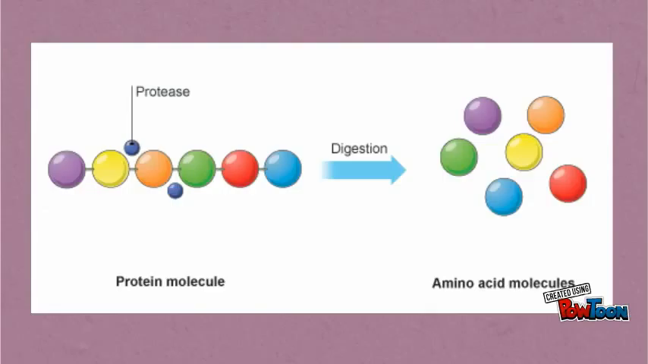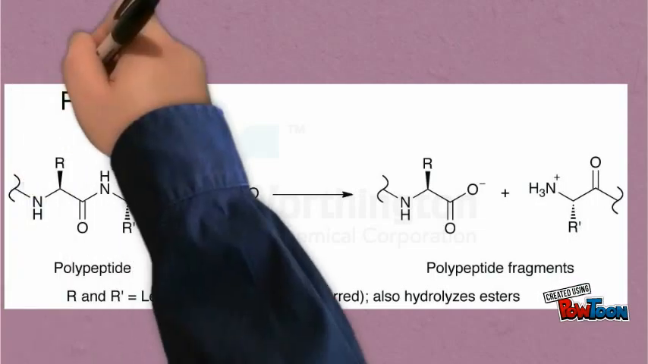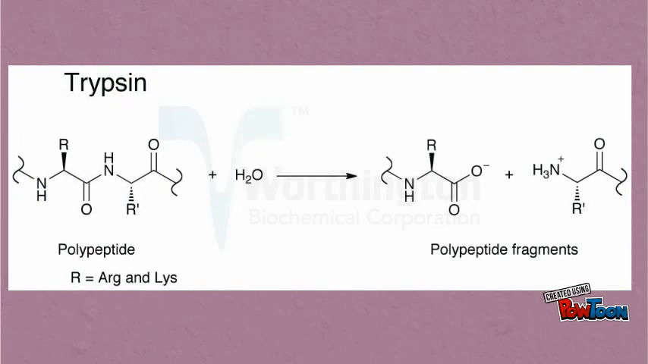Secondly, protease. The enzyme protease breaks down the protein molecules. Protease helps keep the intestine free of parasites such as bacteria, yeast, and protozoa. The 3 main types of protease are pepsin, trypsin, and chymotrypsin.